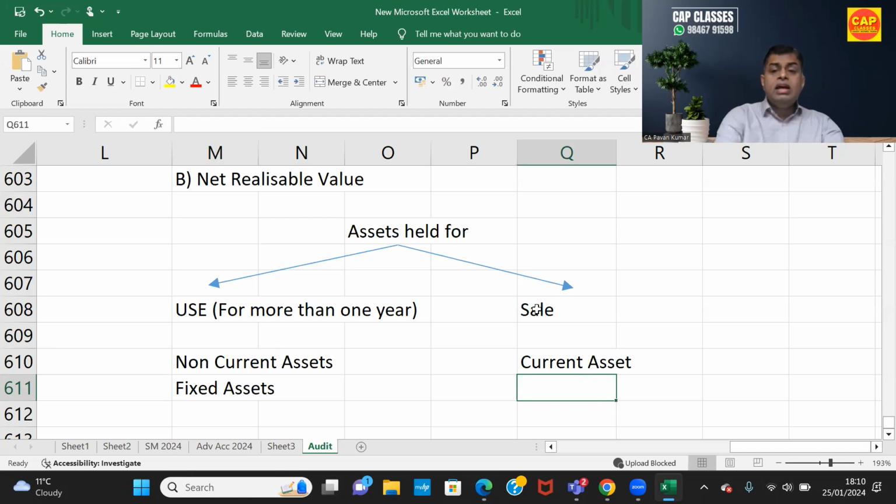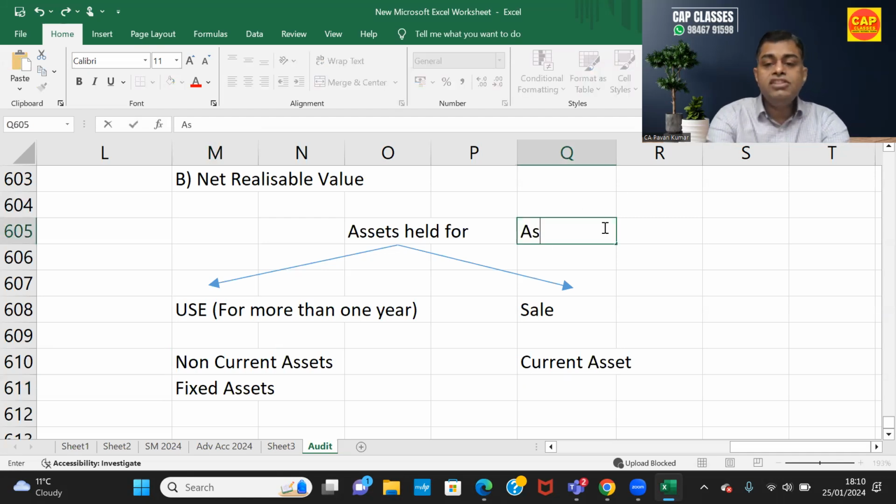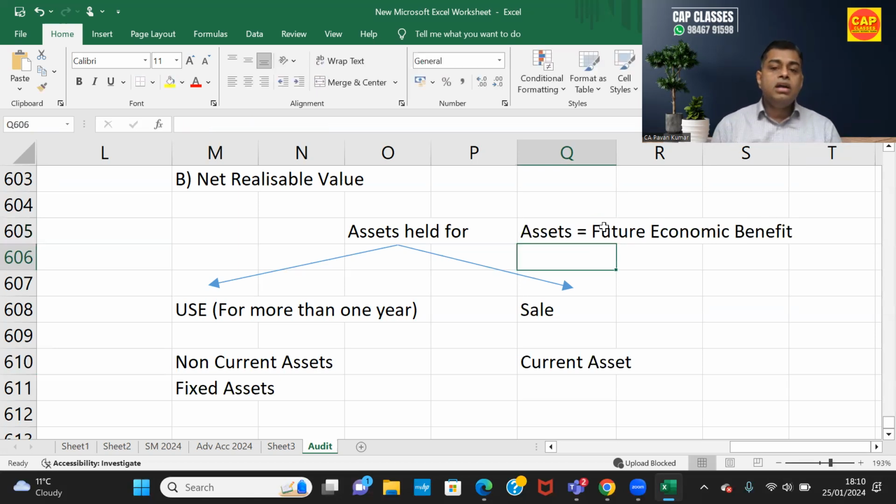So simple. Asset means that gives economic benefits. We have discussed in chapter 2, preparation and presentation of financial statements. In that, asset is a resource controlled by the entity, which is generated through one of the past events, which probably gives you future economic benefits, cash flows, or any other type of benefits by using the asset. So asset is equal to future economic benefit.